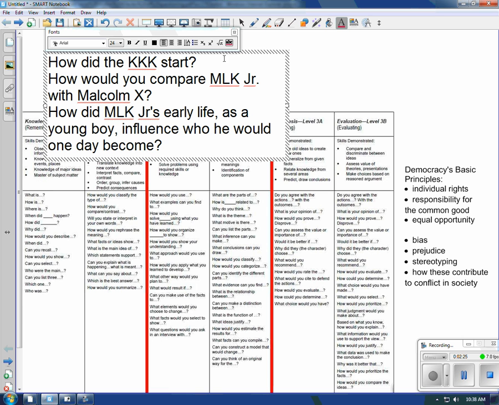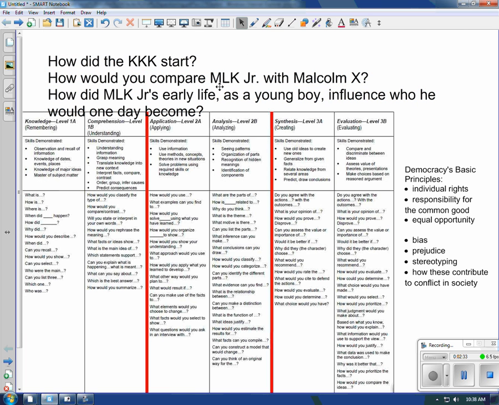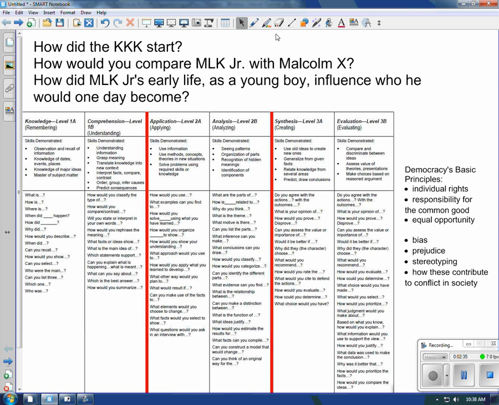Okay. So now what we're going to do is take a look at these questions and try to find out if they're a level 1, level 2, or a level 3 question. Okay. So here's the first one. How did the KKK start? I'm going to look down here. Here's level 1, here's level 2, here's level 3. That, I think, is a level 1 question because it's pretty easily answered. How did the KKK start? So that one, I'm probably going to end up crossing out because it's a level 1 and I want to make sure that I'm asking a level 2 or 3 question.